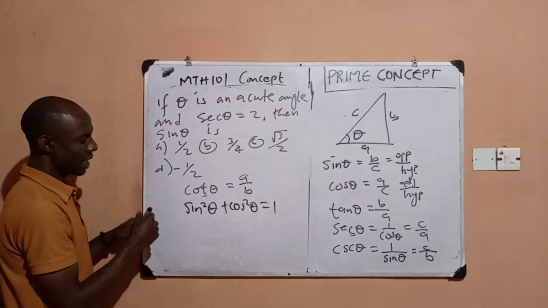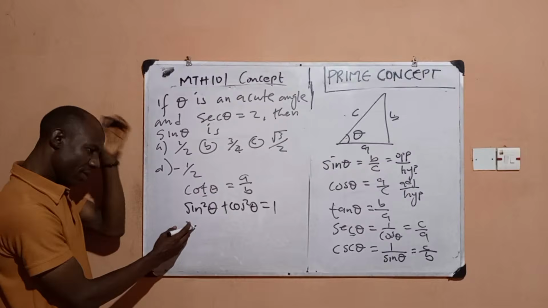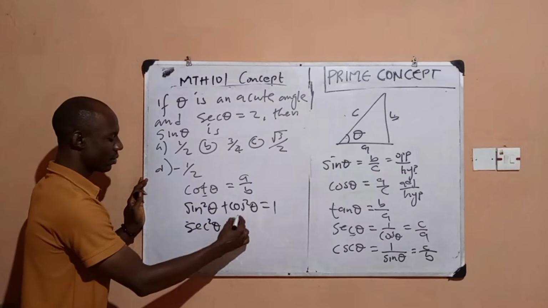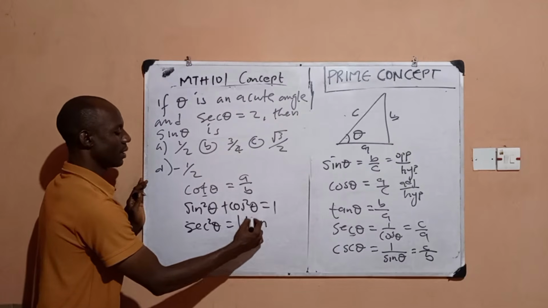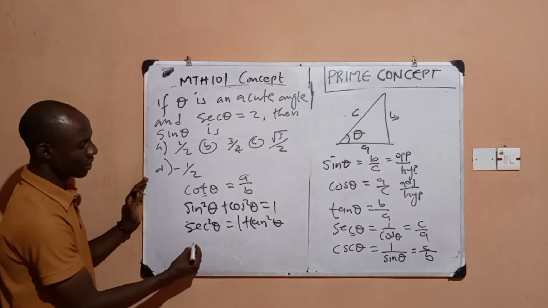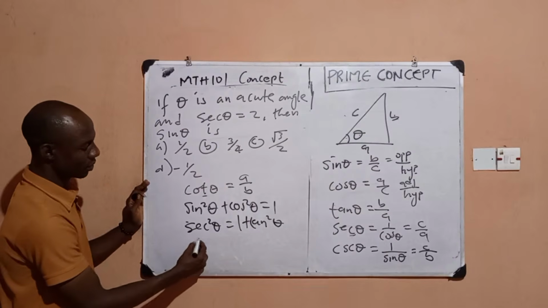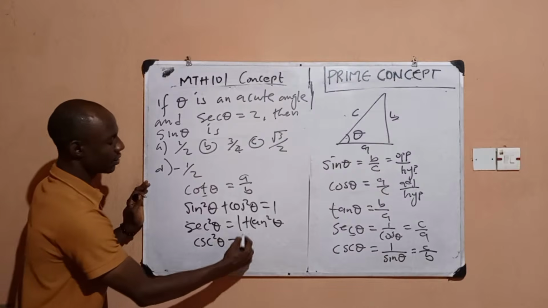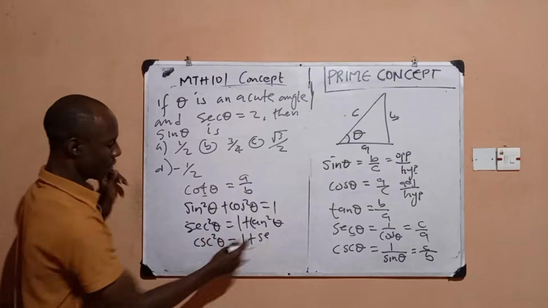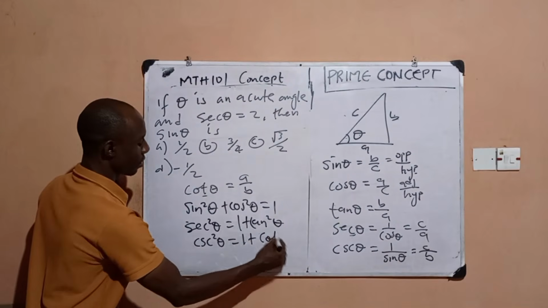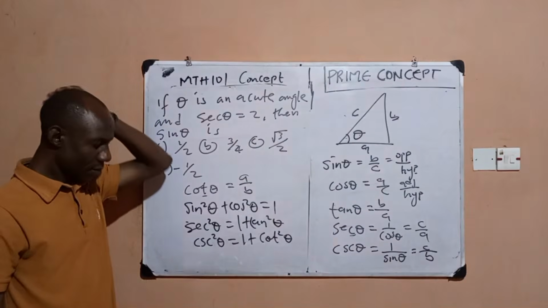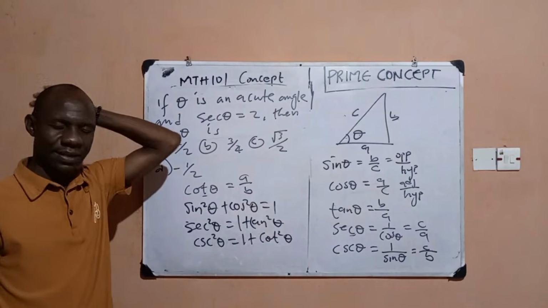Another one you should know is that sec squared theta is 1 plus tan squared theta. Don't forget this. You should also know that cosec squared theta is 1 plus cot squared theta. So you should know these identities.